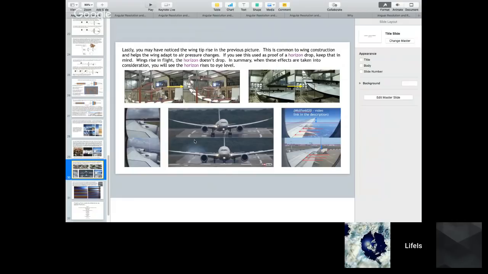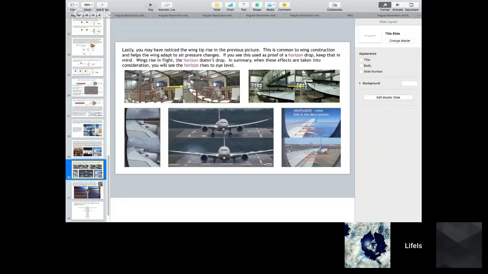Well, I don't know, but my point with this is you have to take into consideration this lensing phenomenon, and when you use wings, you have to take this into consideration when you're evaluating some of this stuff. So here's just some examples of this wing rise. If the wing rises, right, your horizon level can't be matched against that wing anymore. Anyway.